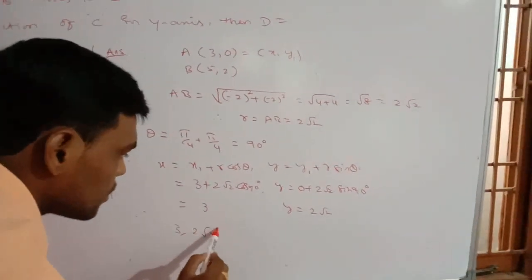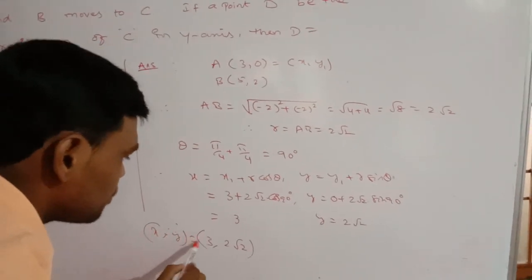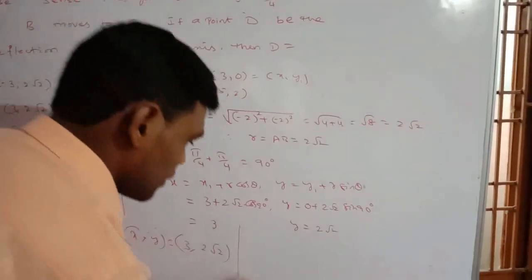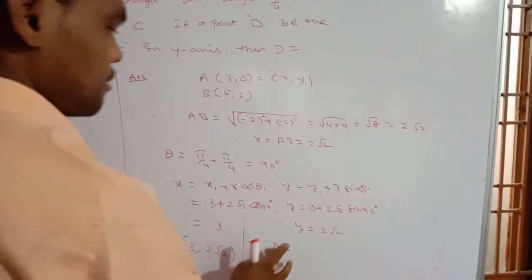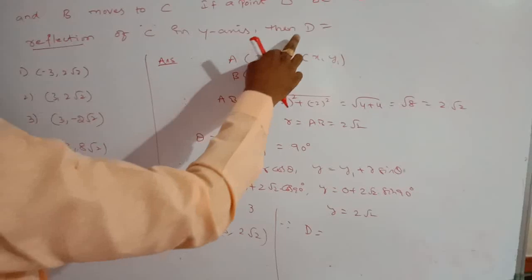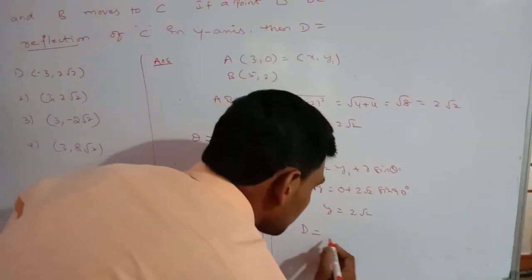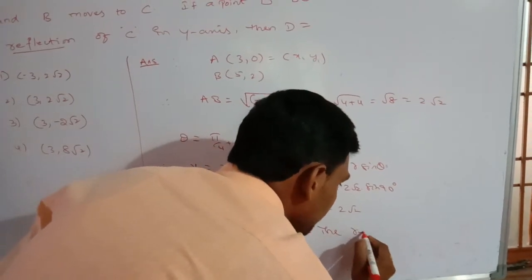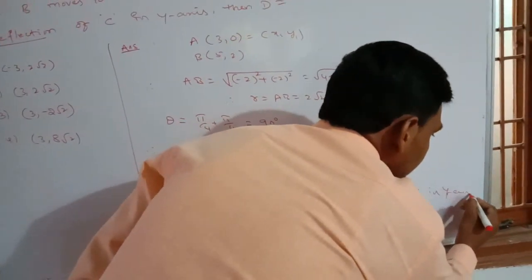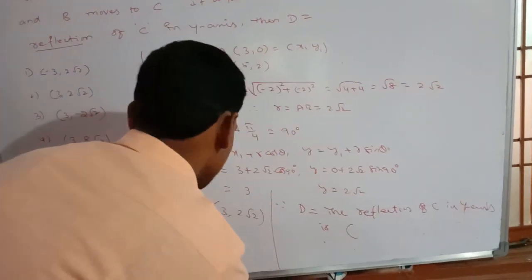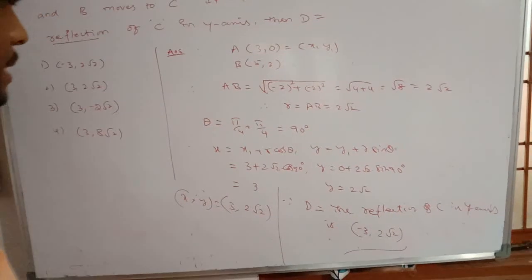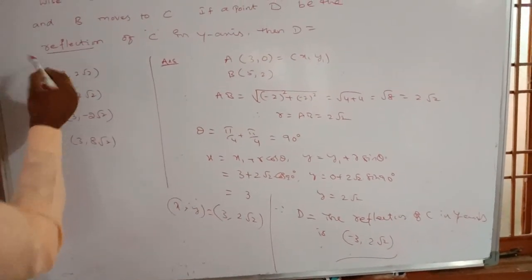So the point C is (3, 2 root 2). Now the point D is the reflection of C in the y-axis; that's the important word. The reflection of C in the y-axis is D, which is equal to (minus 3, 2 root 2). Now the answer is the first option.